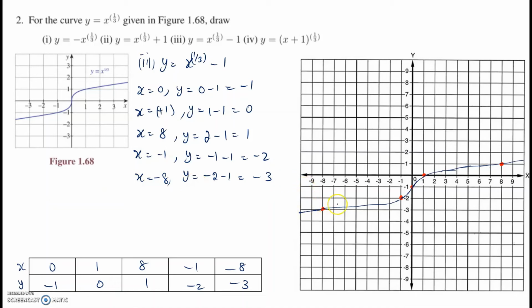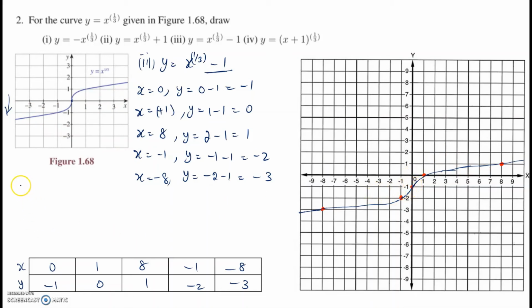So that's the graph. So clearly you can see the entire graph has shifted by 1 point downward. Why? Because we had a minus 1 here. So the entire graph has shifted downward. You see the entire curve just shifted downward.